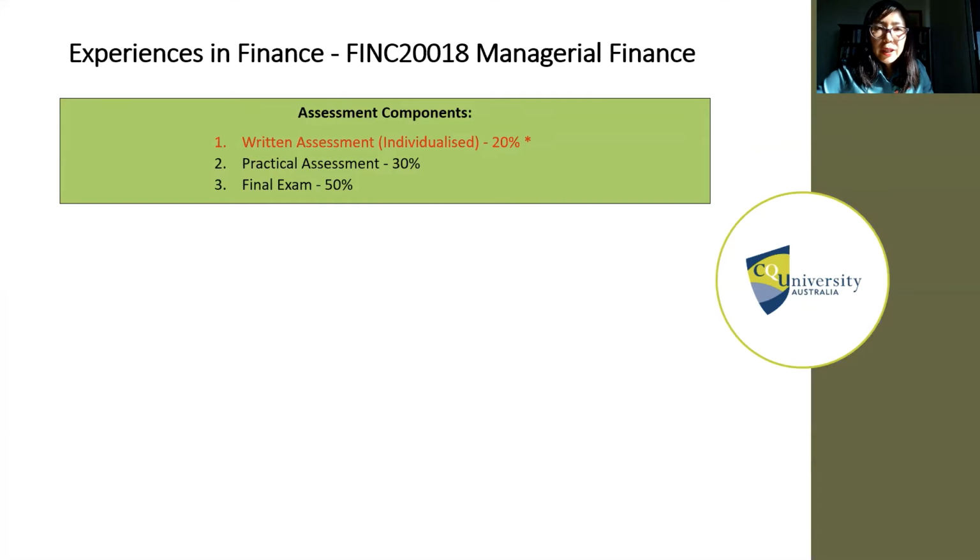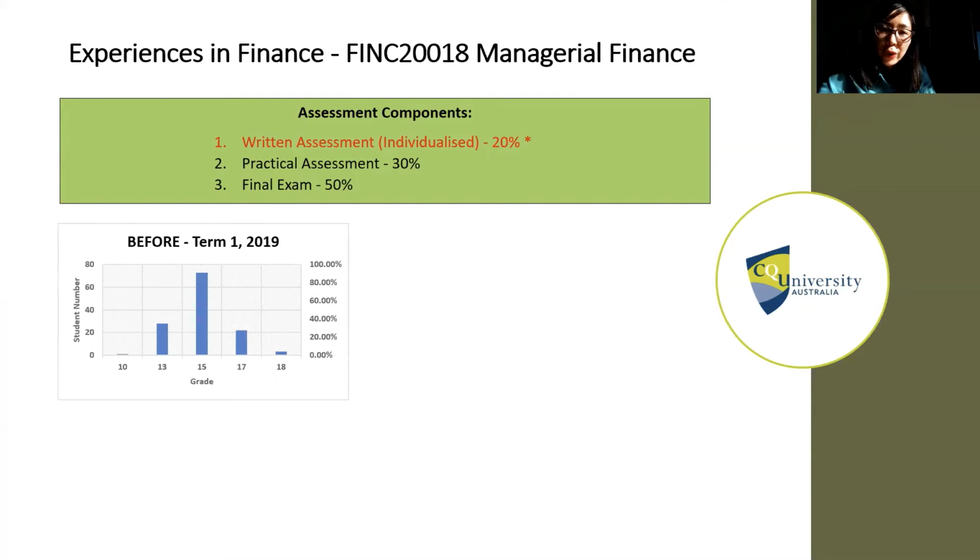So the experiment we did was for unit 20018, Managerial Finance. This is a postgraduate level finance unit, and in this unit we have 3 assessment components: written assessment, weight 20%, practical assessment, weight 30%, and a final exam, weight 50%. The first piece, written assessment, is the one where we apply this method, quasi-random data, to create individualized student assignments.